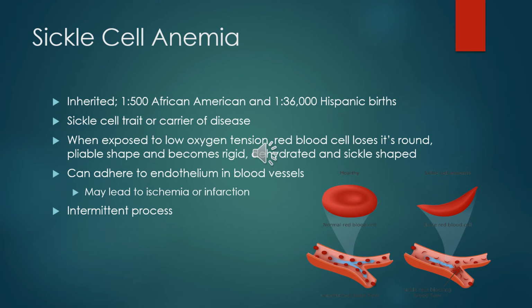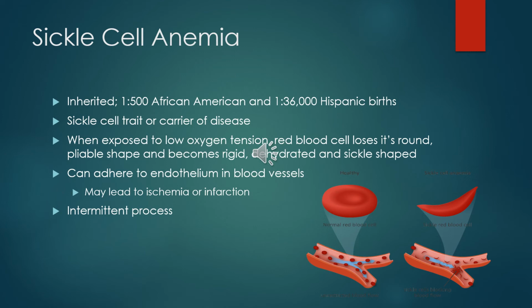Sickle cell anemia is an inherited anemia and one of the most severe and common hemolytic anemias we see. When a client with sickle cell anemia inherits the sickle hemoglobin gene, this causes the hemoglobin molecule to be defective. So what happens is a client with sickle cell is exposed to oxygen tension. The normal round pliable shape of their red blood cells becomes very rigid, dehydrated, and forms that sickle shape as shown on the slide above.